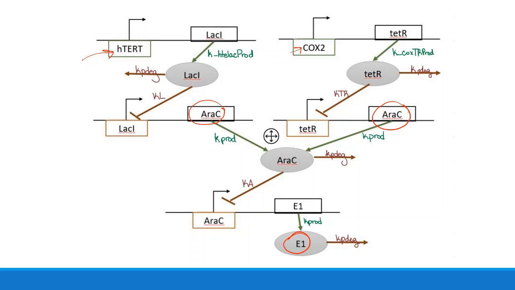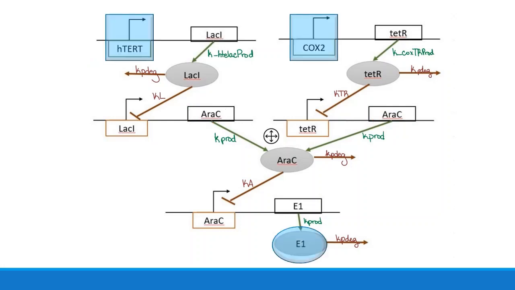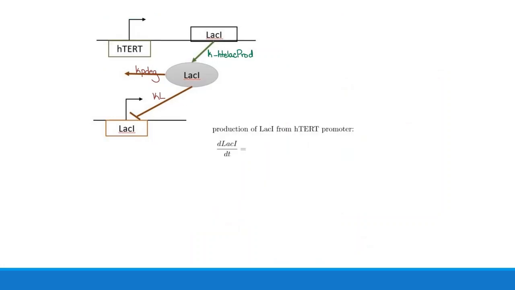So, if this were a logic gate, what would our inputs be and what would our output be? It's pretty straightforward. The expression of hTERT and COX-2 are the two inputs, and the output of our AND gate is E1, which will lead to viral production. Let's look at the model and break it down, shall we? We have a system of differential equations that describes different parts of the circuit.